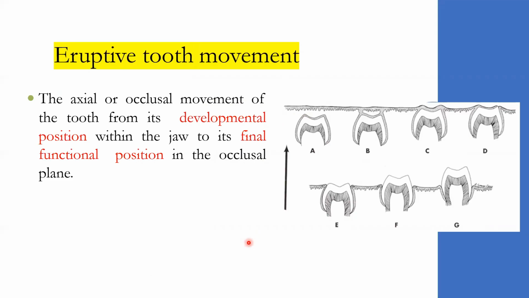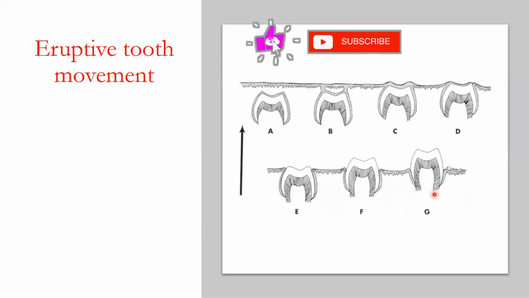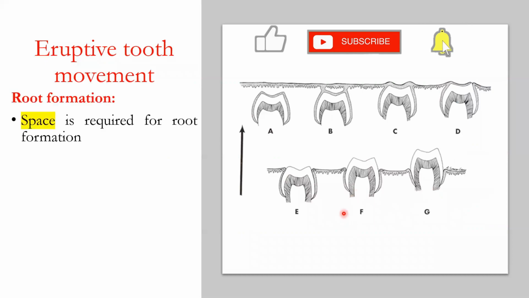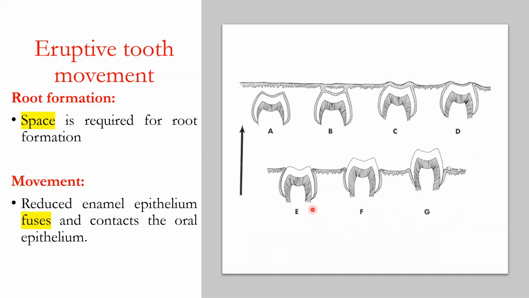The next phase is the eruptive tooth movement. This is the axial or the occlusal movement of the tooth from its developmental position within the jaw to its final position in the occlusal plane. So it has several events which occur. First is the root formation, and then the movement, and then penetration, and finally the occlusal contact. So in the root formation, space is required for the developing root, and this pressure or the resistance from the underneath bone is what pushes the tooth upwards.